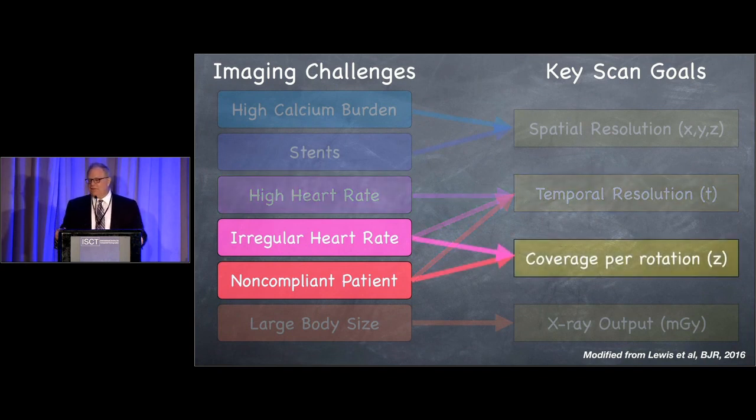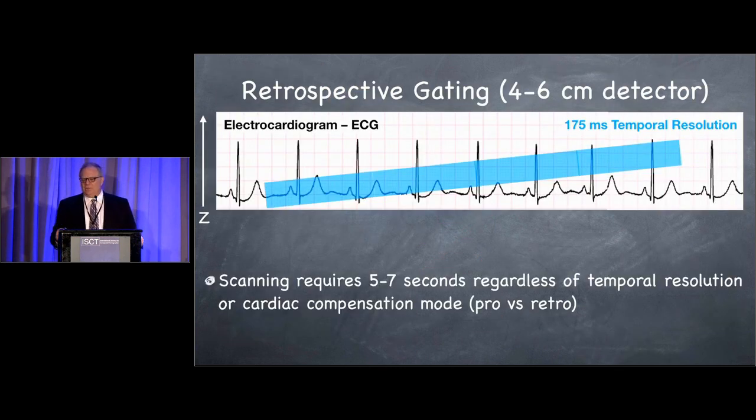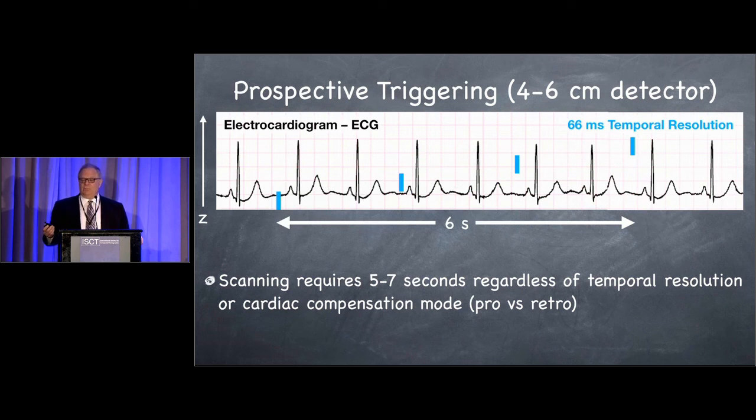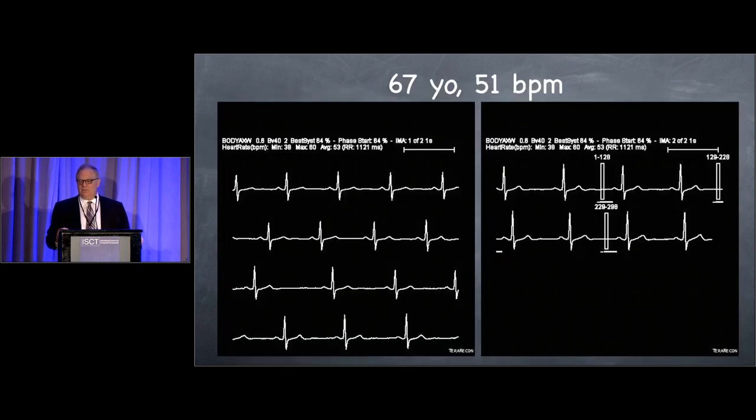Let's focus then on the coverage per rotation. In particular, if a patient has an irregular heart rhythm and we're trying to build up the heart image over multiple heartbeats, there's an opportunity for substantial misregistration. Also, if patients are struggling to hold their breath, struggling to hold still, extending over multiple heartbeats can be a problem too. And so what we're going to have to recognize is that with retrospective gating, this is about a 7-second period of time for the patient to move and have these multiple heartbeats. And with prospective triggering, even with a 66 millisecond temporal resolution, it is a 6-second window approximately for the scan.